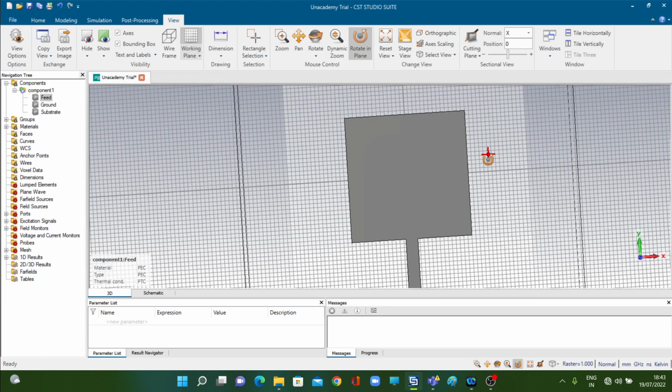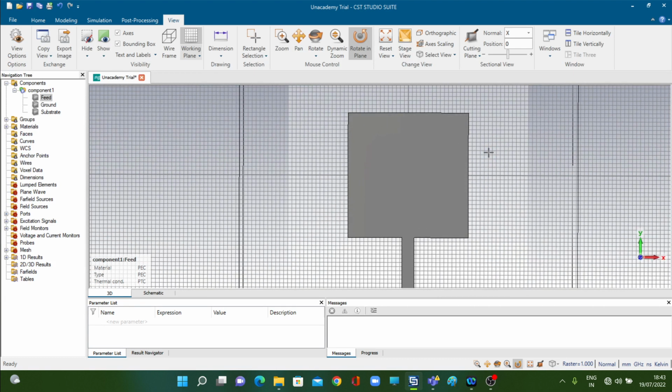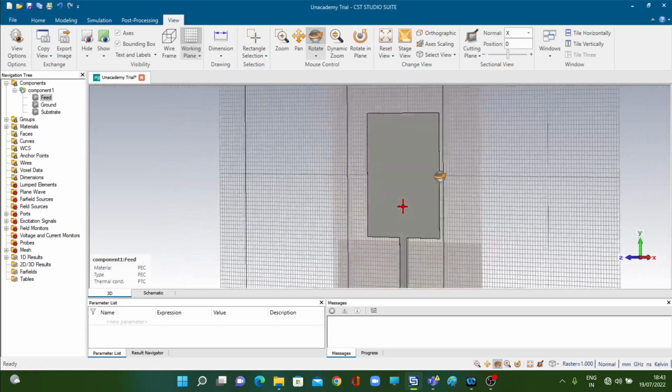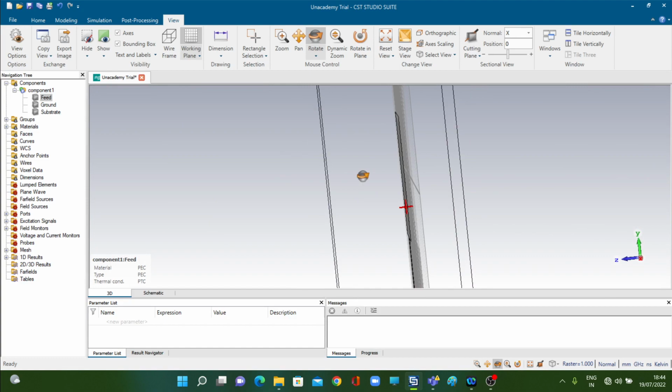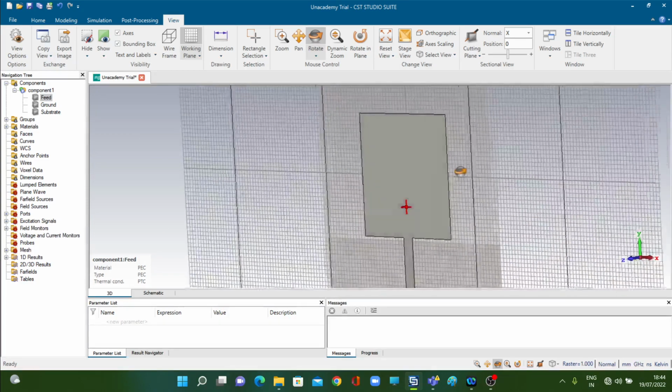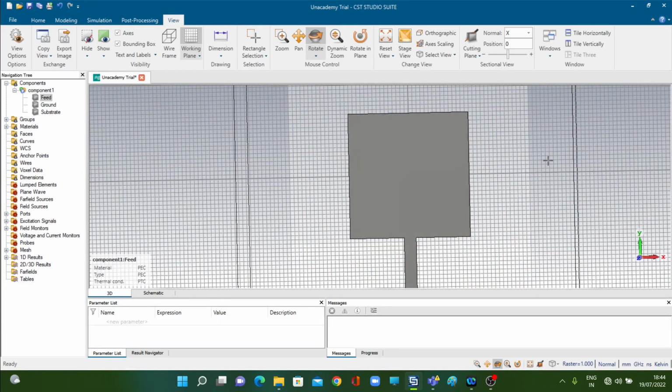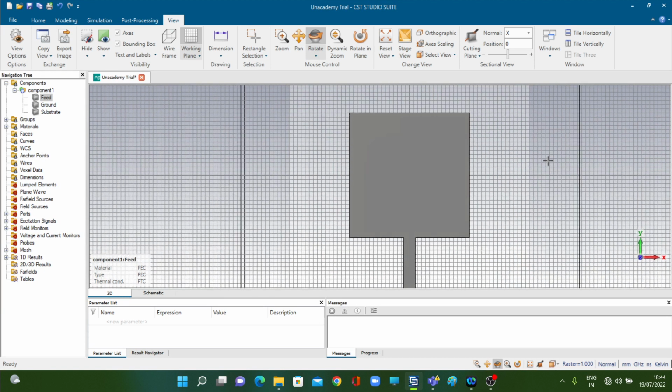But if you want to see the other side of the substrate, you have to activate this 3D rotate option. See, activate the rotate mode. If you select this, then you can actually see the other side of the substrate also. So this is the difference between the two types of rotation operation. Okay. So I will again press 5 so that this front surface is visible to us.